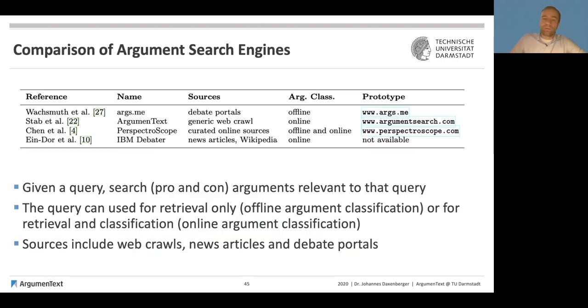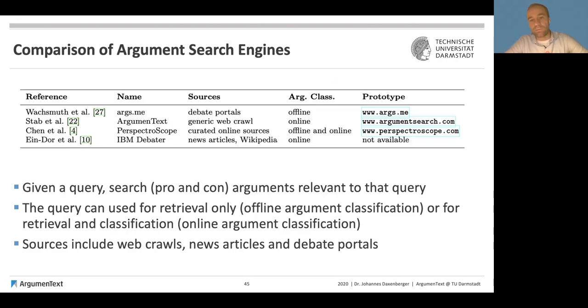only when the query is known. So this can only happen obviously once a user has specified a search query or the topic. Argument text is online argument classification, because we first search for relevant documents for the query, and then from these documents we extract pro and con arguments.